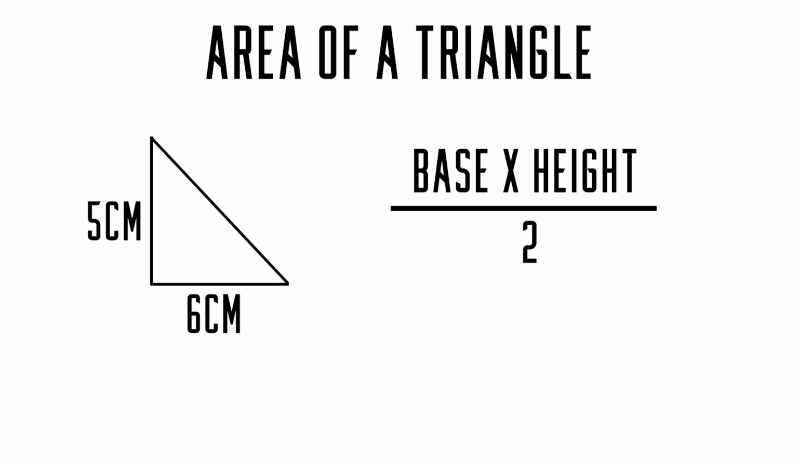One way to show why we have to divide by 2 is that our triangle can be seen as half of a square. Therefore, we must divide the product of the base times height by 2. If we multiply our base of 6 by the height of 5, we get 30 cm, and then divided by 2 we have our answer of 15 cm squared.